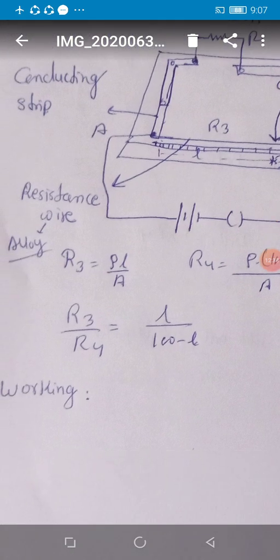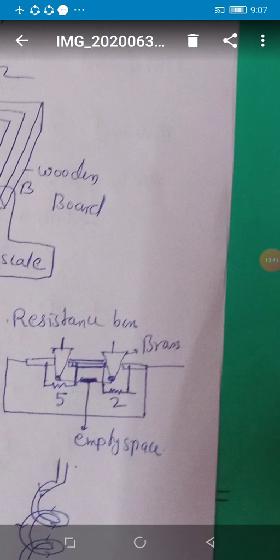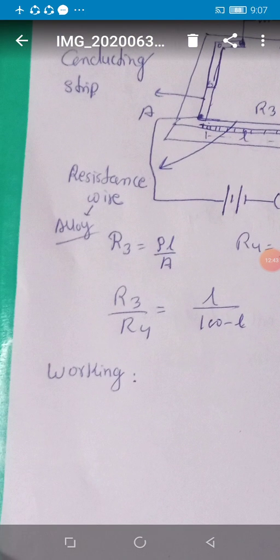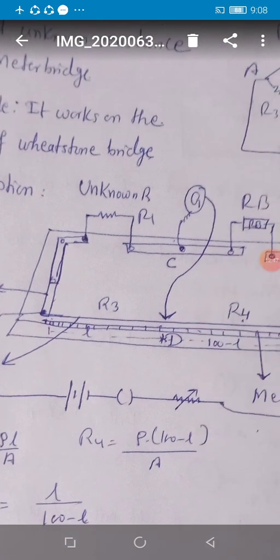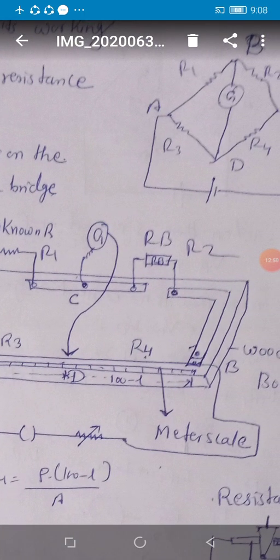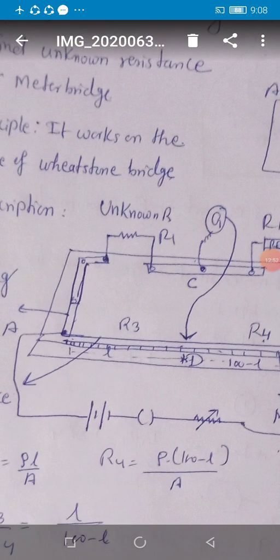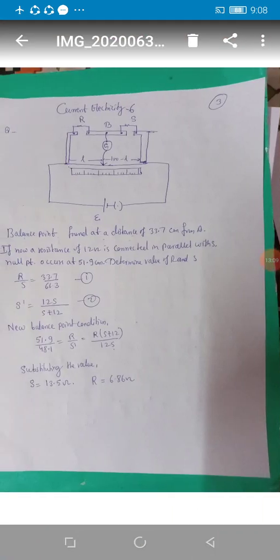See, R1 upon R2 is equal to R3 upon R4. That formula. R3 upon R4 is L upon 100 minus L, and that will be equal to R1 upon R2. R2, as I told you, is the resistance box, you know the resistance. R1 is the unknown, you can find it out. So there you can connect different resistors and then you can connect resistances in series also, and then verify whether the formula which we know follows the same as what is obtained from the experiment. So this is what the meter bridge is based on.